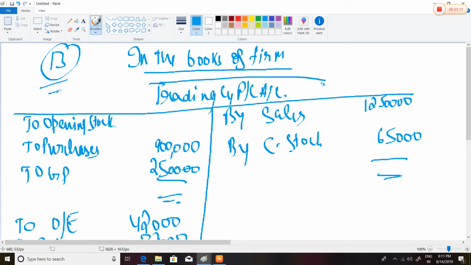Now, here the opening stock. You have to prepare a working note for the calculation of opening stock. In profit and loss account, there is no balancing figure except the gross profit or net profit. It is not a memorandum account, it is a full account, so there will be no balancing figure. But just to save the time, now it is 1,65,000 here.